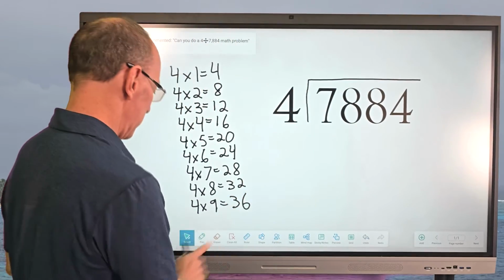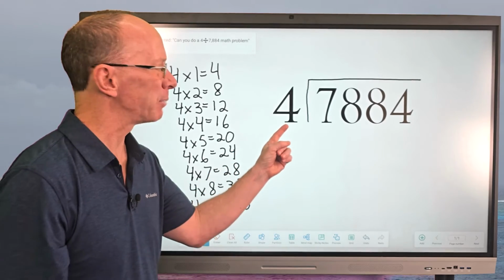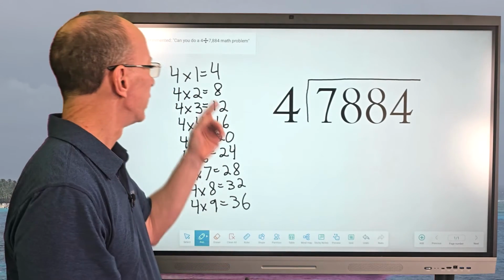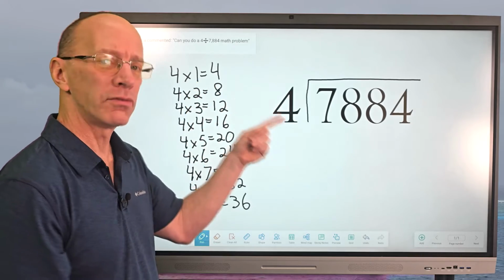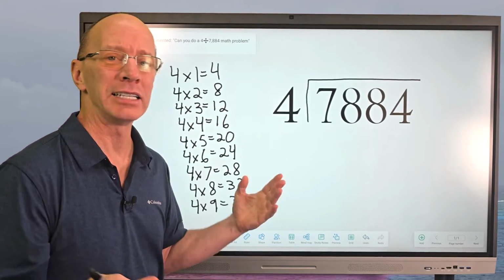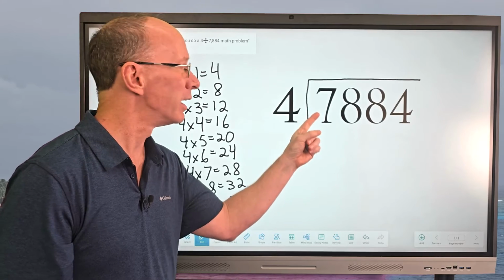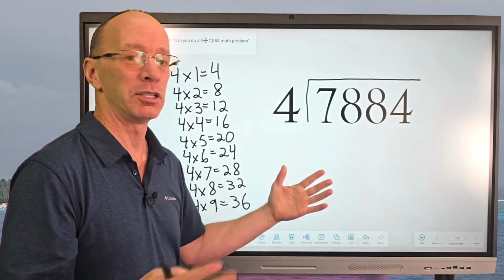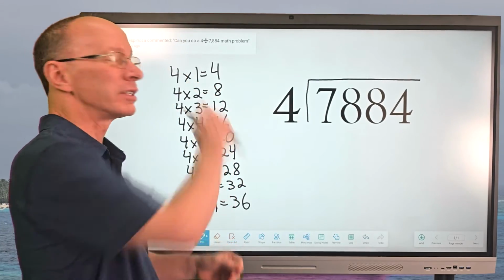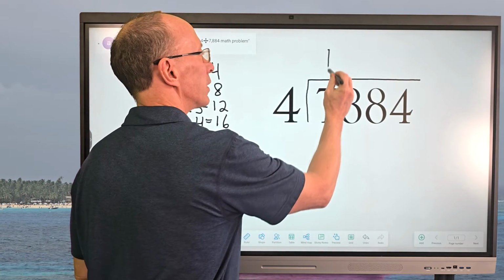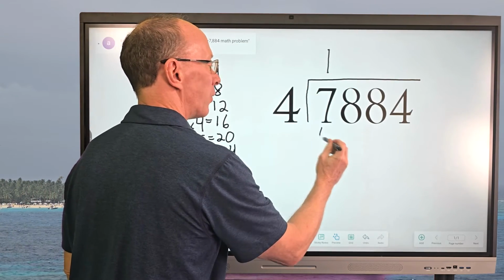All right. How many times can I put 4 into 7? How many times do you think I can do that? Well, 4 times 1 equals 4, and 4 times 2 equals 8. 8 is bigger than 7. So if the number is bigger than this number here, it's too big, so we need to go down to 4 times 1. So I'm going to put 1 right here. So then 1 times 4 is 4.